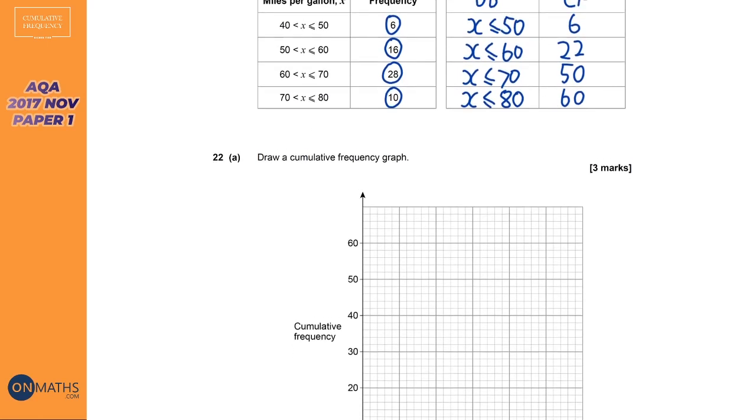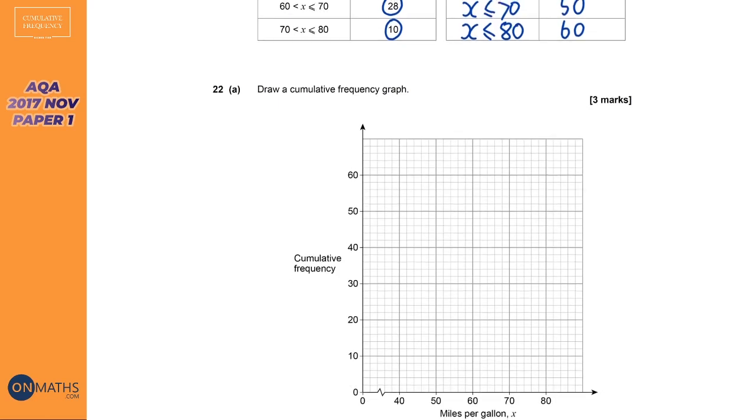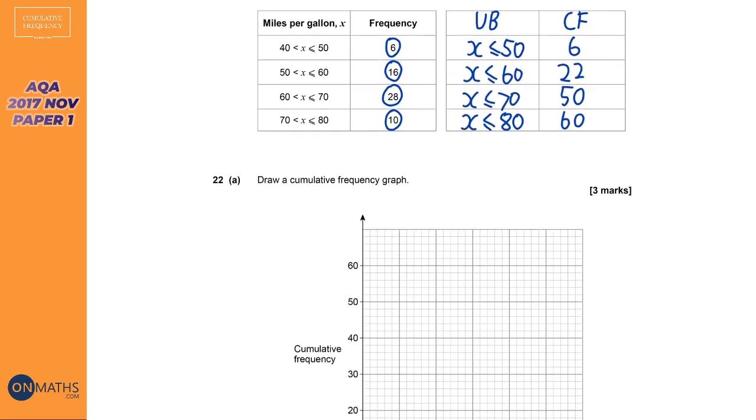So what's the first one? 50 and 6. So we go to the 50 and we go to 6. Now this is going up in 2s, so 6 is here. And we put a cross at that point. Okay. Notice that we're always plotting against the maximums in each group. And this is shown in the upper bound column here.